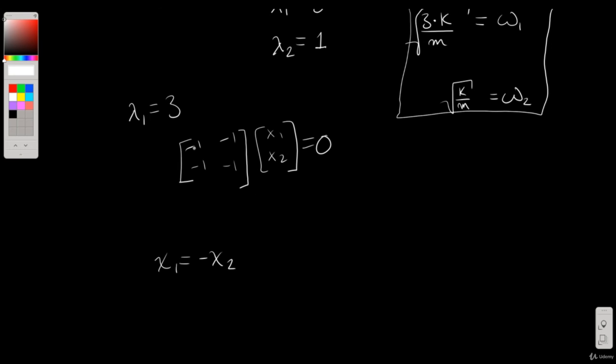So what we simply have to solve is minus x1 minus x2 is equal to 0. Here I'm simply multiplying this, so I'm left with this term here. So our eigenfunction here, in this case x bar, we can say is proportional to 1 and minus 1. So this is x1 and this is x2.